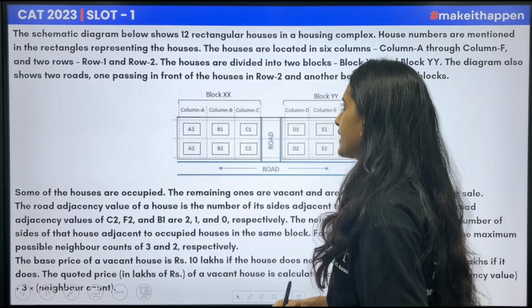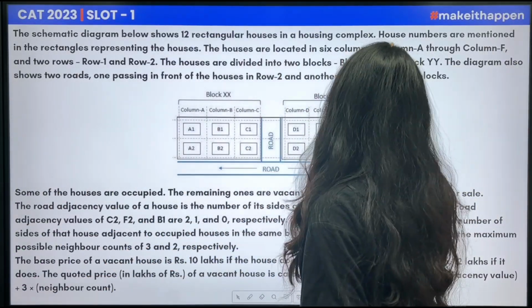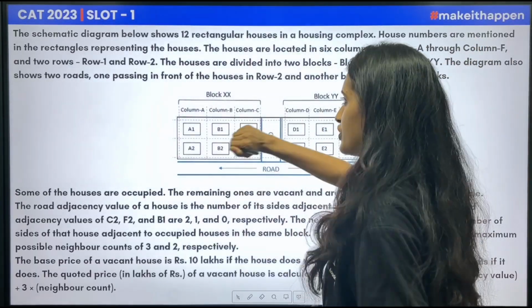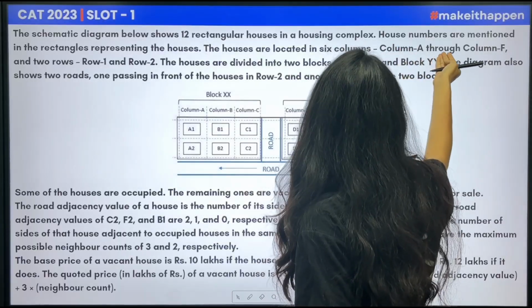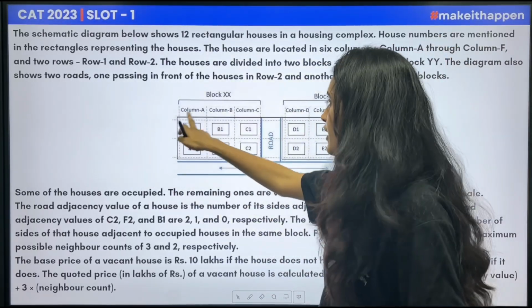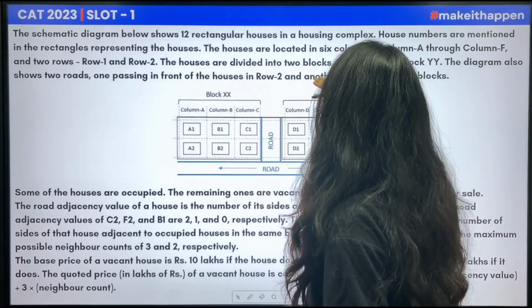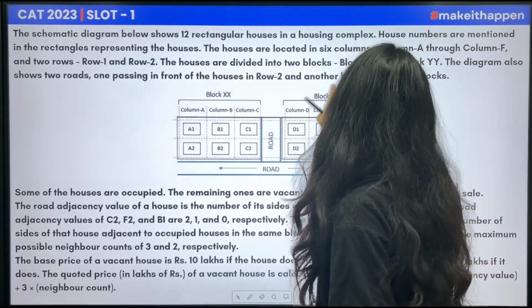The schematic diagram below shows 12 rectangular houses in a housing complex. House numbers are mentioned in the rectangles representing the houses. The houses are located in 6 columns, column A through column F, and there are 2 rows, row 1 and row 2. The houses are divided into 2 blocks. This is XX and this is YY.